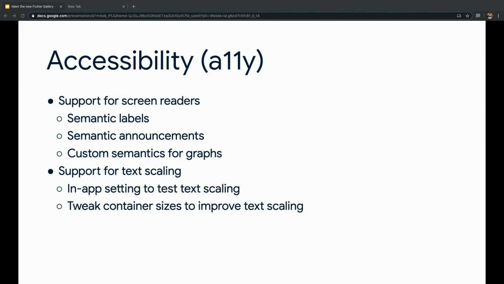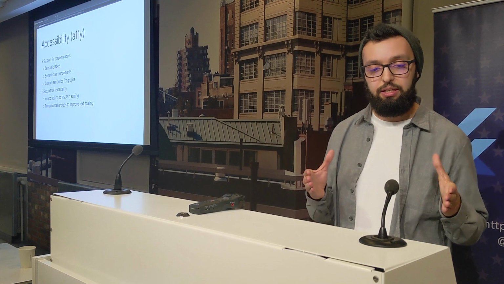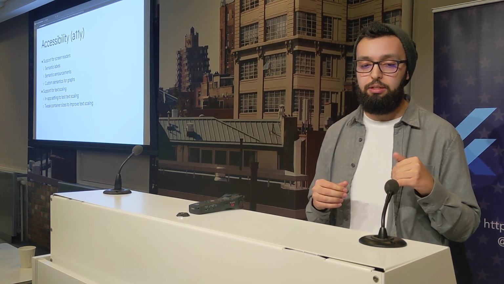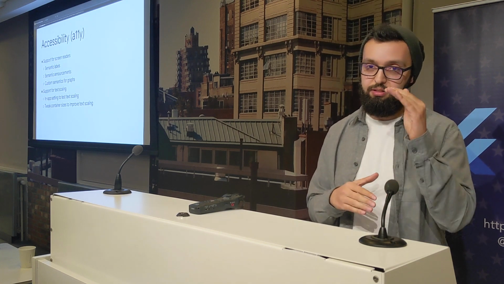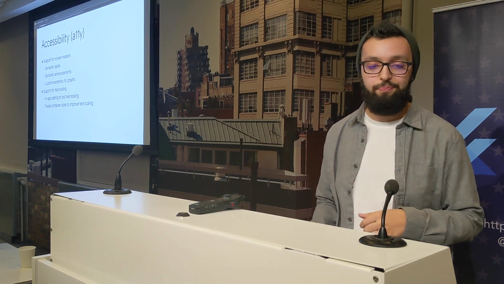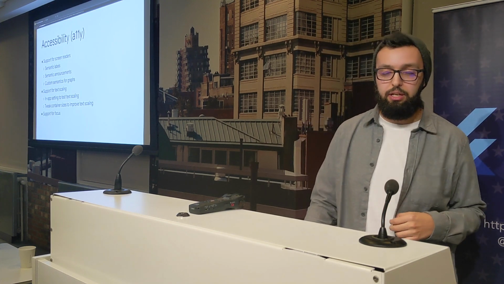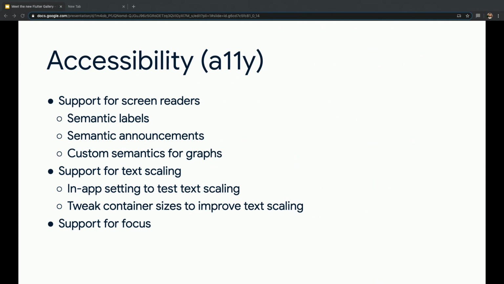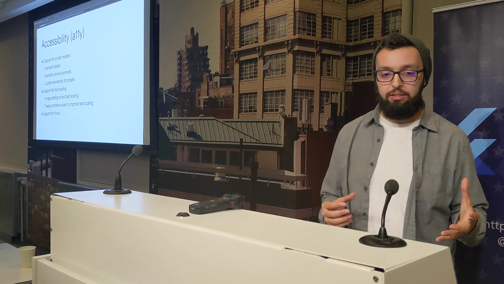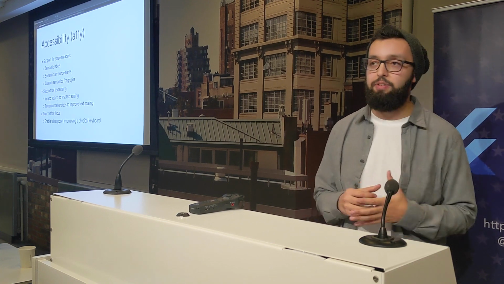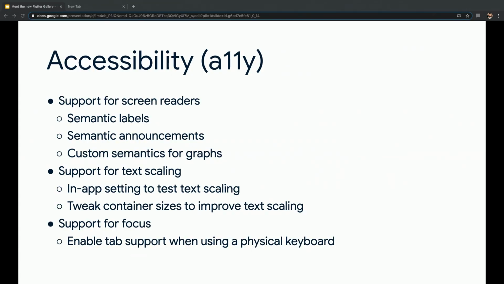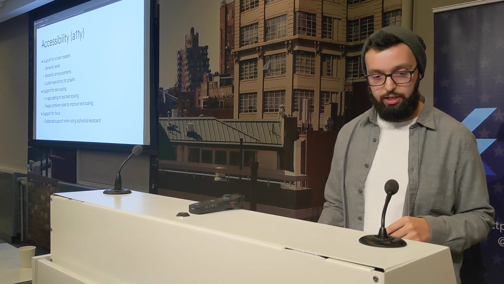We also went one step further and tweaked the sizes of various containers in the app that had text in them so that at larger text scales, things weren't completely smushed together and causing a lot of truncation. And lastly, support for focus. This is a relatively new Flutter API, especially with the advent of Flutter for Web. The main use case here is being able to navigate the entire application using just a physical keyboard and tabbing around. So that's something we also included in the new gallery.